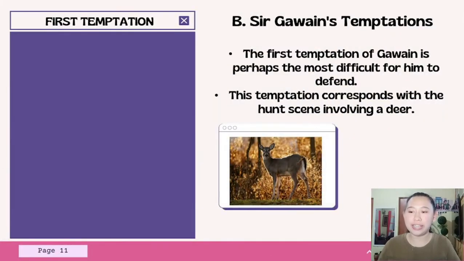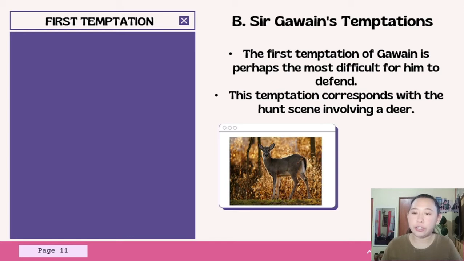Our next point is Sir Gawain's temptations. So in this poem, Sir Gawain and the Green Knight, translated by Marie Borroff, Gawain is a guest at Hautdesert Castle. During his stay at the castle, three separate hunts take place. These hunts also parallel temptations aimed at Gawain by the wife of the Lord of Hautdesert Castle. In each hunt scene, a characteristic of the prey of the hunt is personified in Gawain's defense against the advances of the Lord's wife.